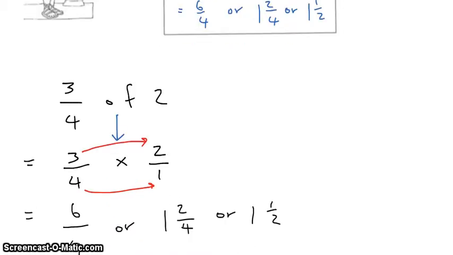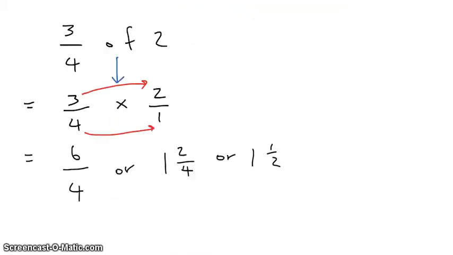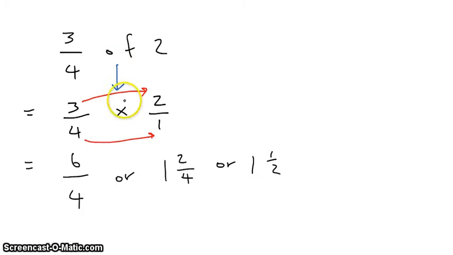So the simplest way to do it, boys, will be to turn our of into a times, our 2 wholes into 2 over 1, multiply our numerators, multiply our denominators, and we'll get our answer very simply.